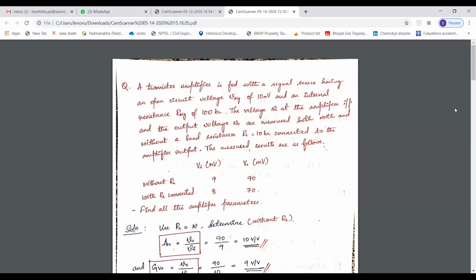The voltage Vi at the amplifier input and the output voltage V0 are measured both with and without a load resistance RL, which is equal to 10 kilo ohm, that is connected to the amplifier output. The measured results are as follows. So these are the values of input voltage and the output voltage with RL and without RL. And we are supposed to find out all the amplifier parameters in this question.